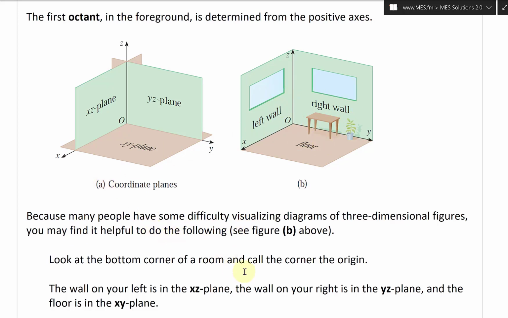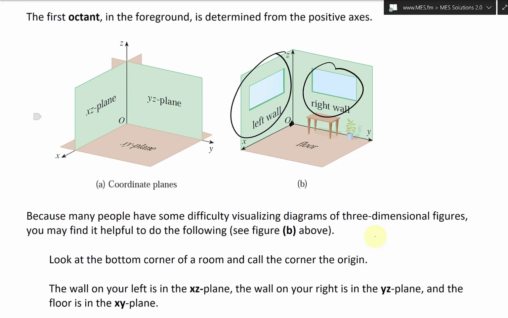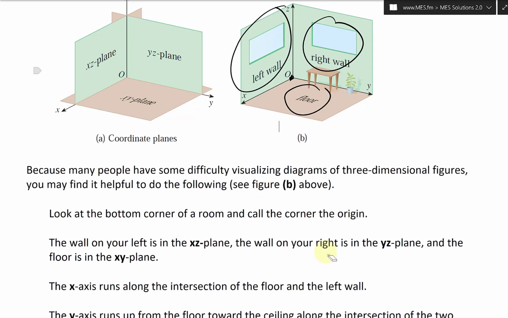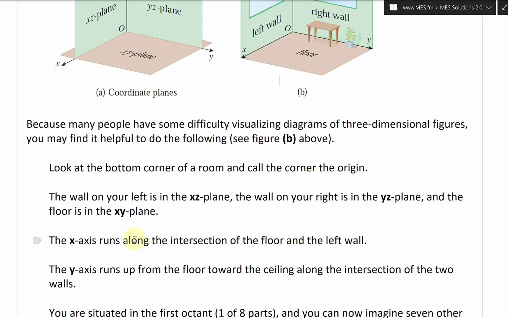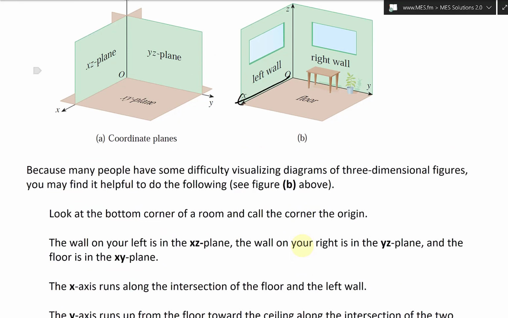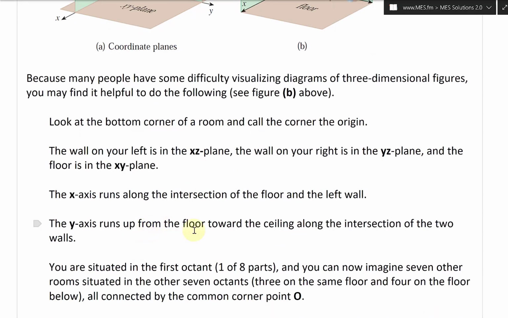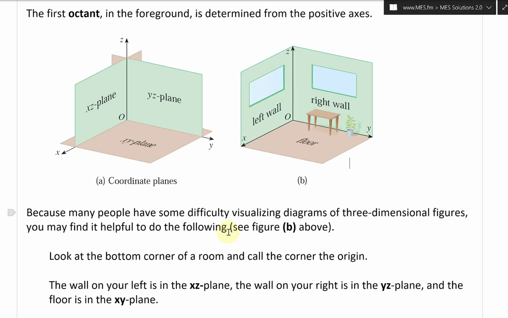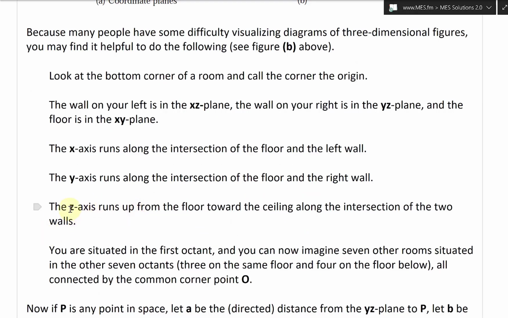Look at the bottom corner of a room and call that corner the origin. The wall on your left is the XZ plane, so there's the left wall. The wall on your right is the YZ plane, so there's the right wall, and the floor is the XY plane. The x-axis runs along the intersection of the floor and the left wall. So there's the x-axis.